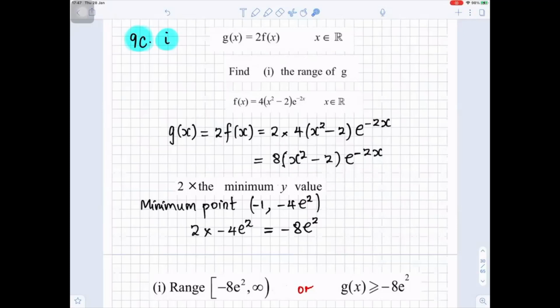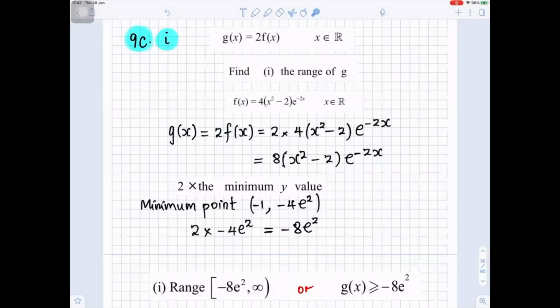So whatever we had, it will be 2 times the minimum value of y. Before, we had the minimum point as -4e squared. So what is going down is the y value. You multiply the y value by 2. And when you multiply 2 times -4e squared, it becomes -8e squared. So remember, 2 times the minimum value of y, because it is 2f of x. There's the 2 in front. So the -1 stays the same. You multiply that, so it'll be -8e squared.